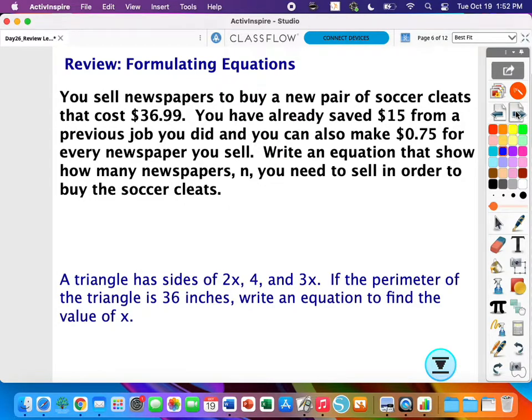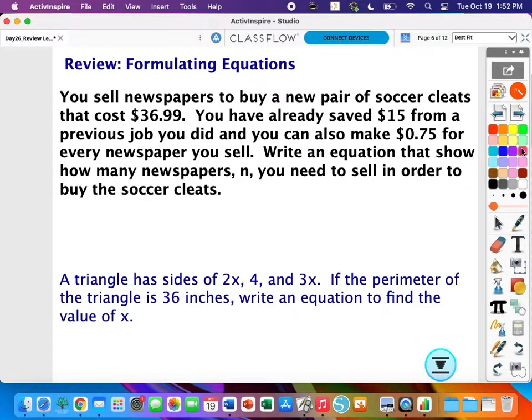So this first one says, you sell newspapers to buy a new pair of soccer cleats that costs $36.99. You have already saved $15 from a previous job you did, and you can also make 75 cents for every newspaper you sell. Write an equation that shows how many newspapers you need to sell in order to buy the soccer cleats.